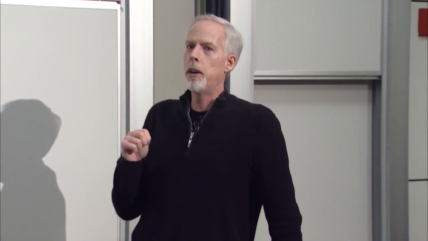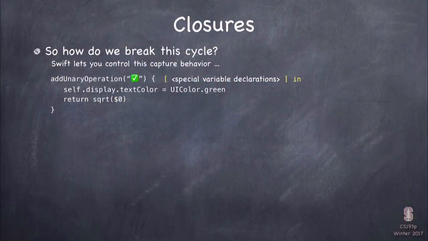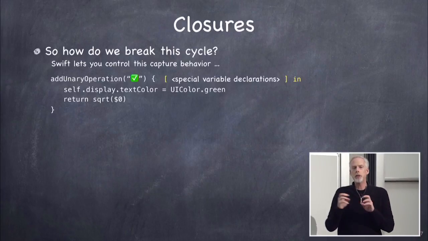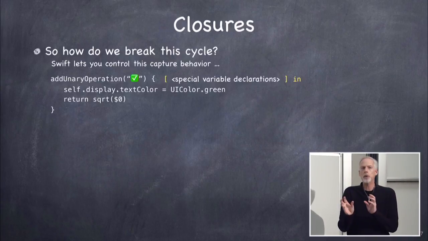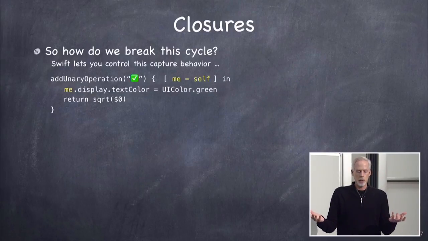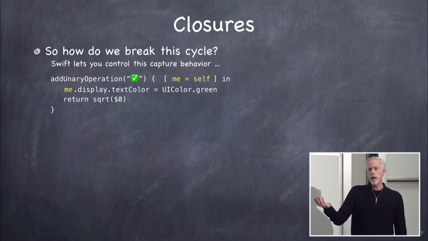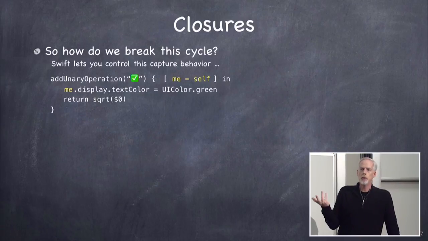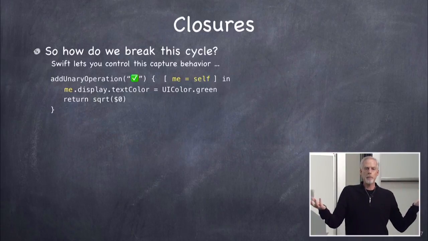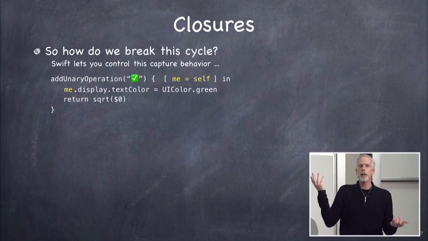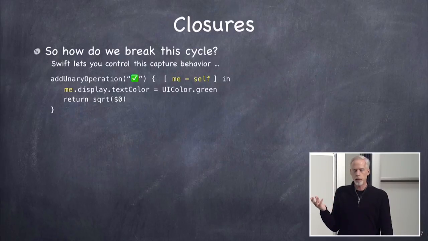Well, first thing we're going to do is create a special local variable. Closures allow you to, before the word in, put an open square bracket and a list of special variables. These are just little local variables that live for this closure only. These variables can have any name, and you can set them to any value you want that's in scope here. So I've created a local variable called me, and I've set it equal to self. Me is a local variable of type view controller. I set it to myself, and so now I can use me anywhere I use self. So I've replaced self with me. Well, that doesn't help break our cycle at all.